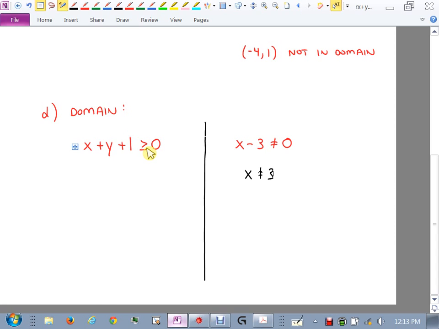That's the way we do linear inequalities in 2 variables. So that's what I'll do. I'm going to solve it for y. Y greater than or equal to, move my x over, move my 1. Do you agree with that?